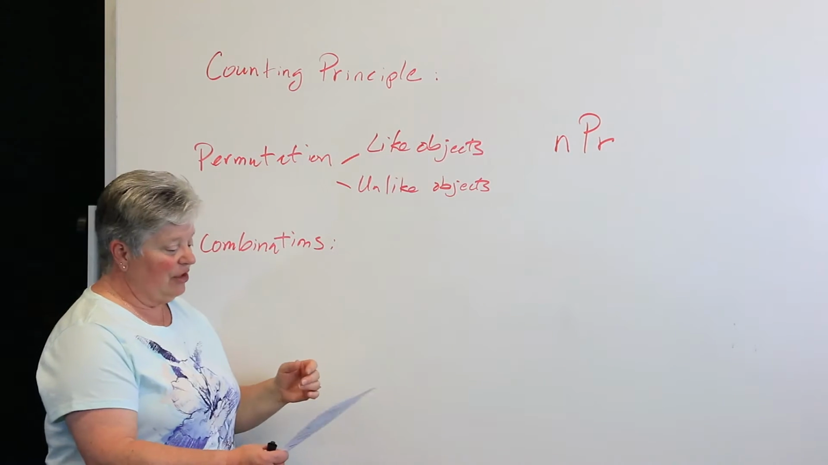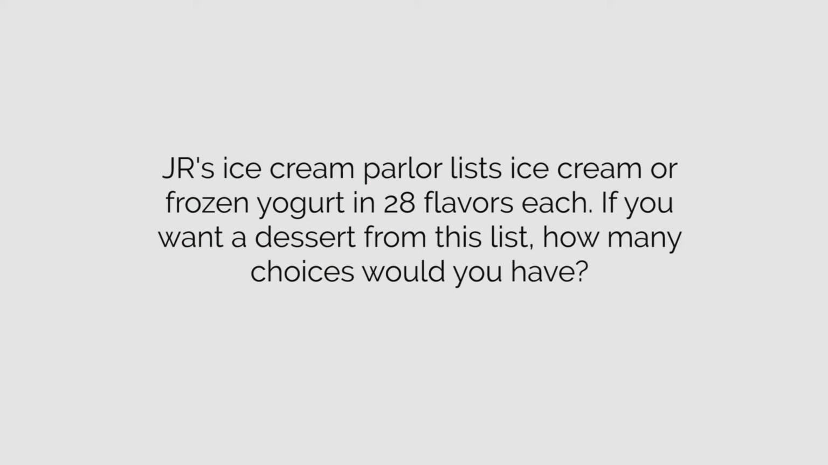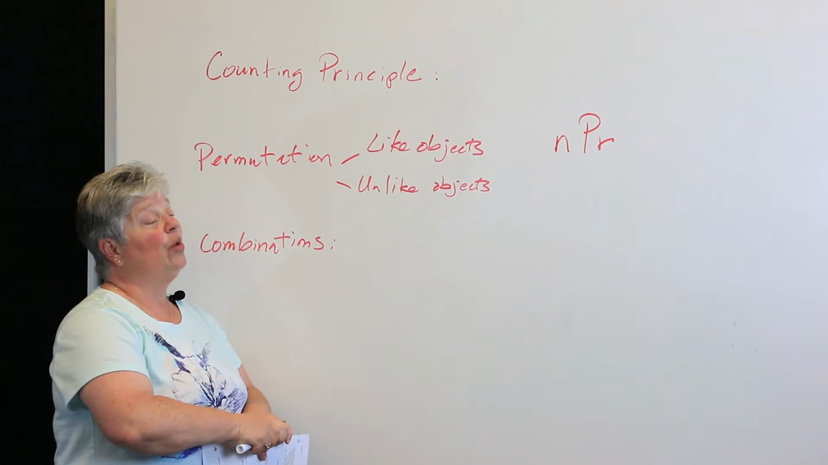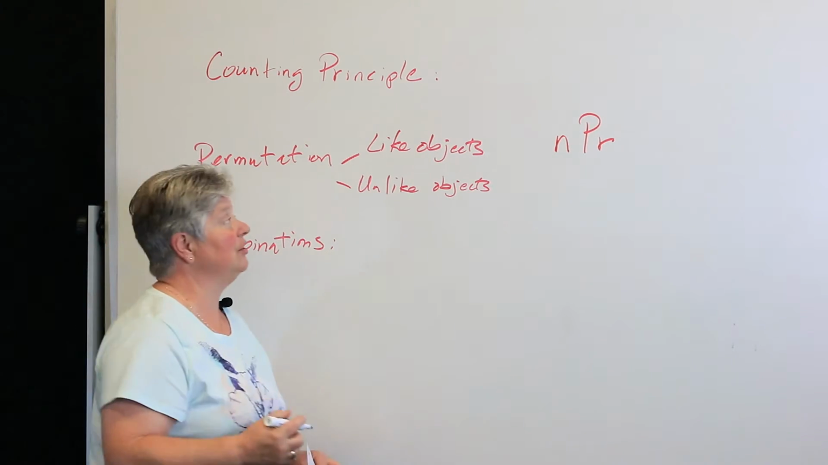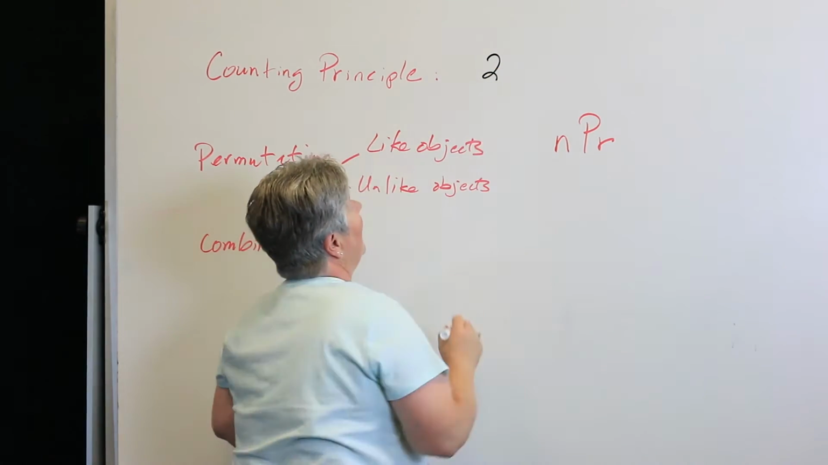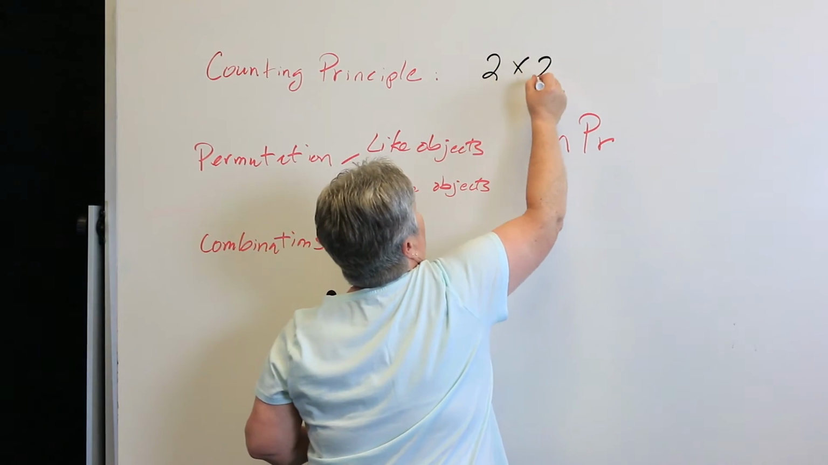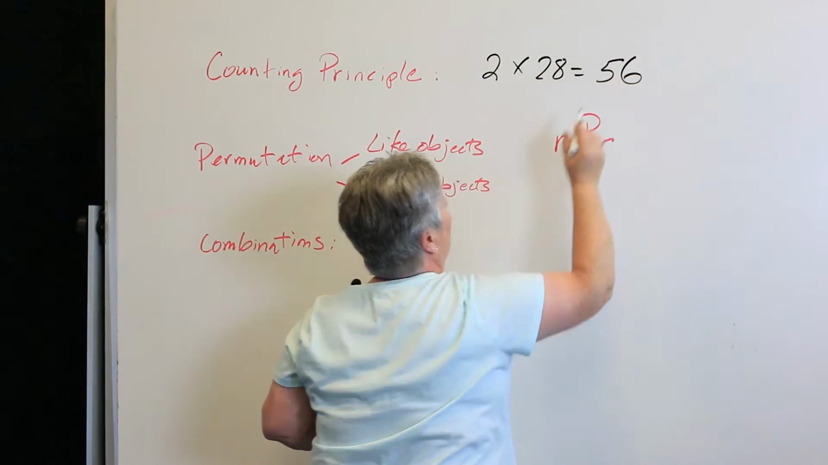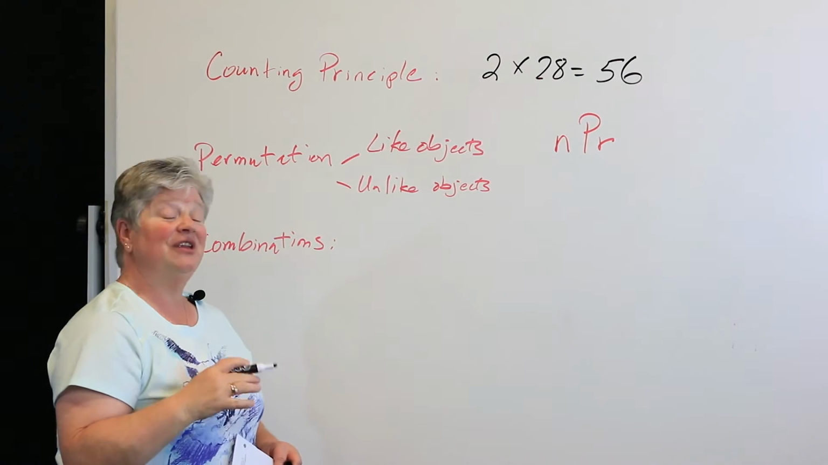An example that you see in the packet says JR's Ice Cream Parlor lists ice cream or frozen yogurt in 28 flavors each. If you want a dessert from this list, how many choices would you have? So the two events are the fact that we have two types: ice cream and frozen yogurt. So there's our two. And then each of those comes in 28 flavors. So we can multiply that by 28. When we are just choosing one scoop, there's 56 possibilities.